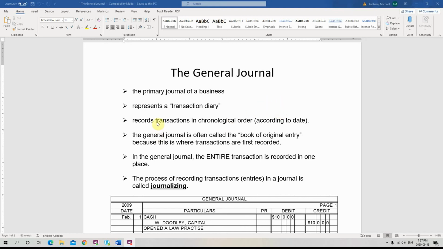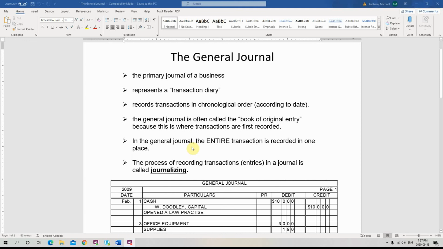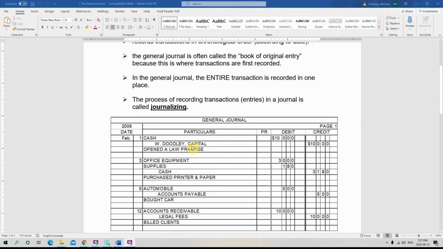Now, the general journal is often called the book of original entry because this is where transactions are recorded first. And as mentioned, the entire transaction is going to be recorded in the same place. Now, the process of recording transactions in the general journal is called journalizing. Okay, so I'll show you an example.